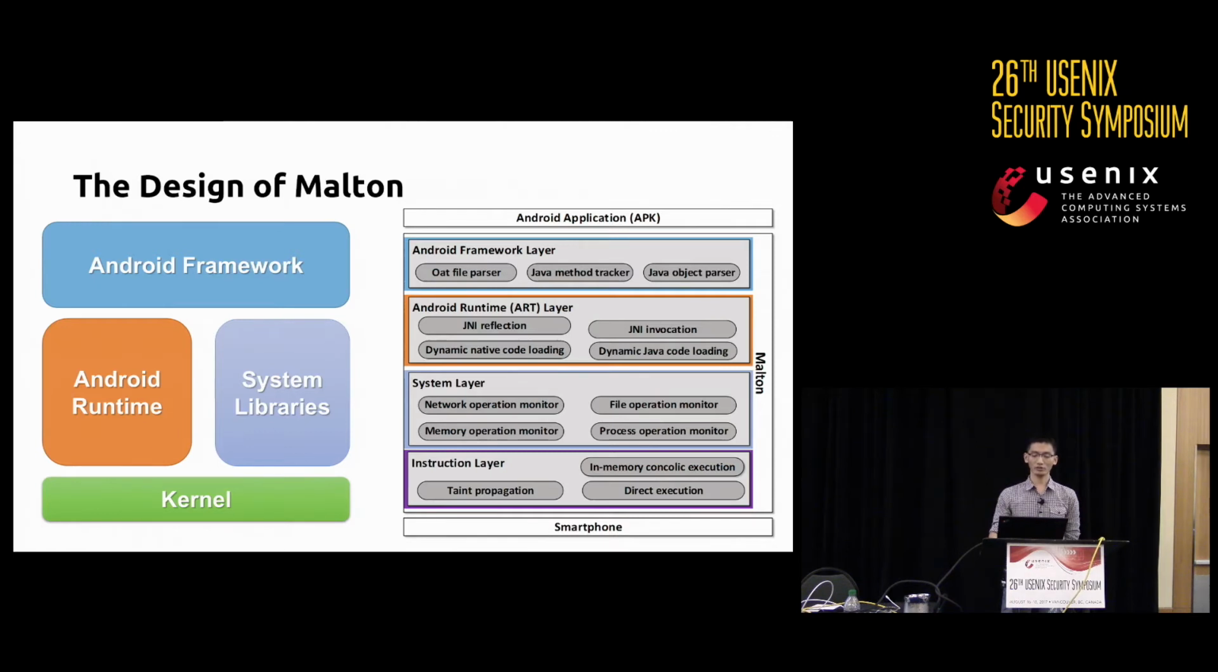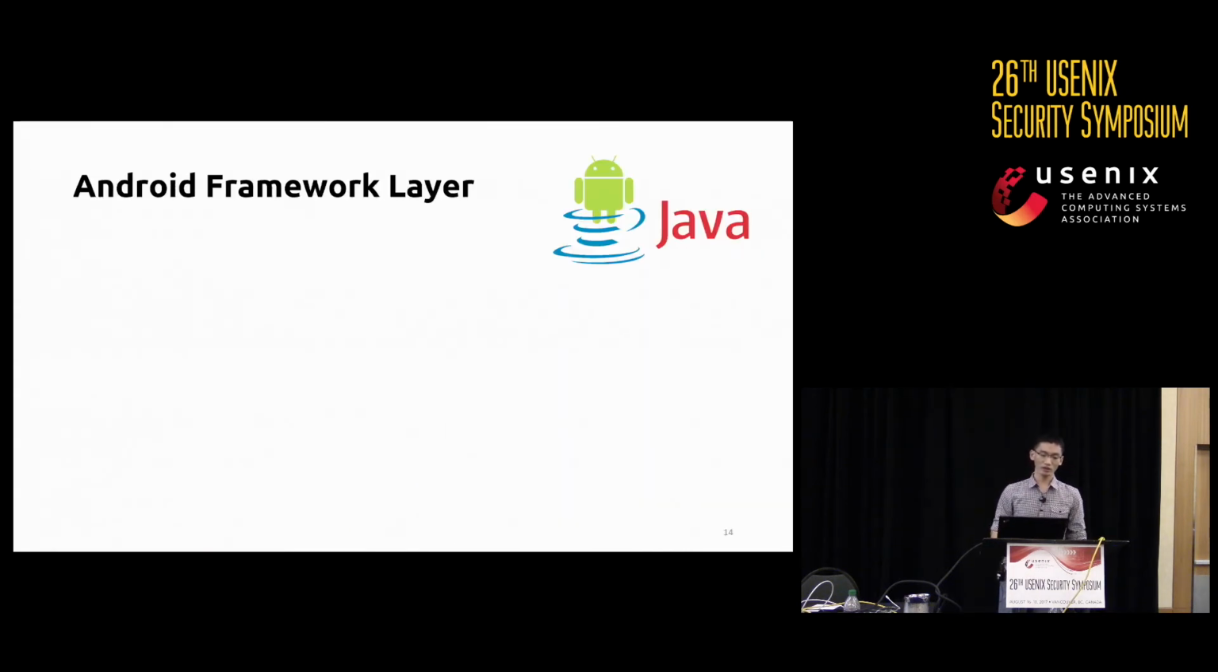The right figure illustrates the architecture of Malton. It is comprised of 4 major components which run in different layers, that are Android framework layer, Android runtime layer, system layer, and instruction layer. Because Malton is implemented based on Valgrind, it translates all the native instructions into its IR statements for instrumentation. Malton only checks the simple behaviors in instruction layer.